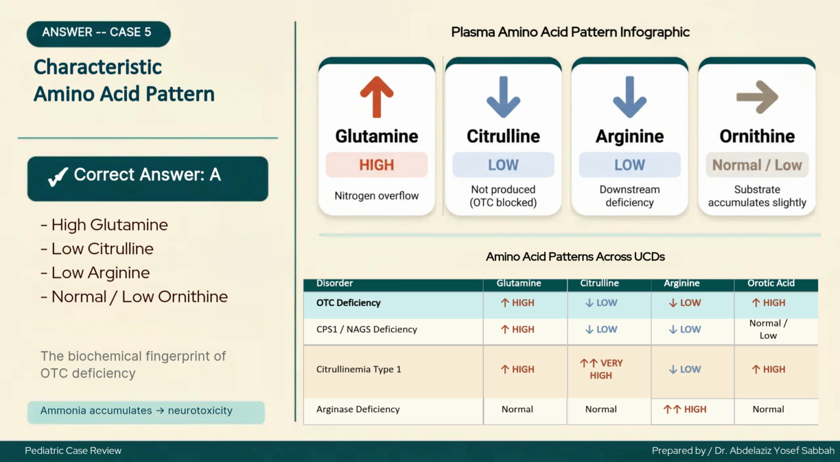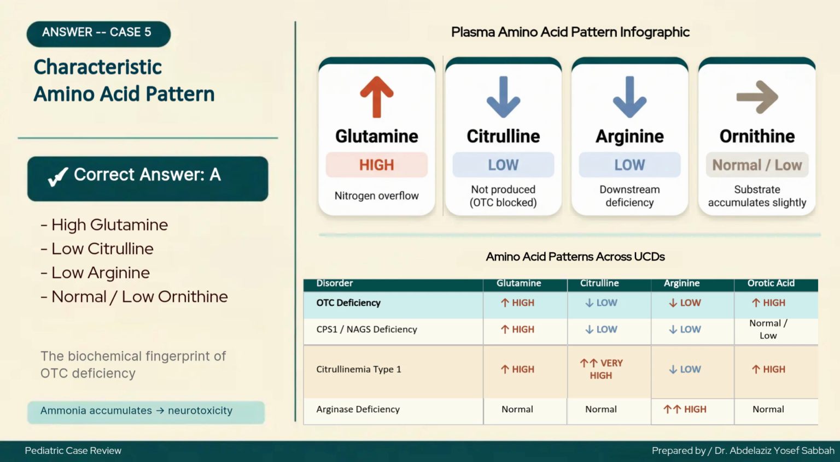Walk through the logic. Glutamine rises because it mops up excess nitrogen. Citrulline is low because the OTC block prevents its synthesis. Arginine is low as a downstream consequence. Ornithine sits just upstream and may accumulate slightly or stay normal.